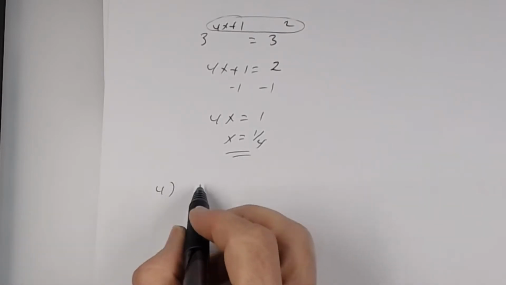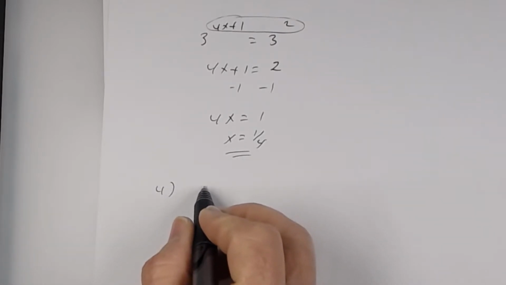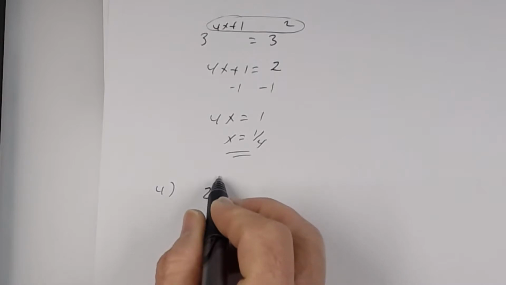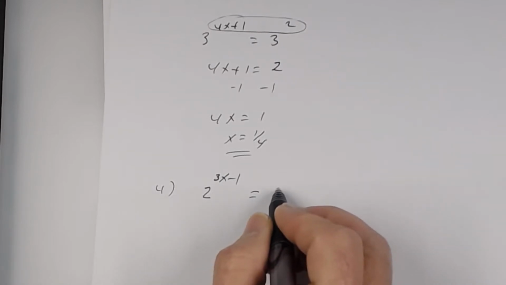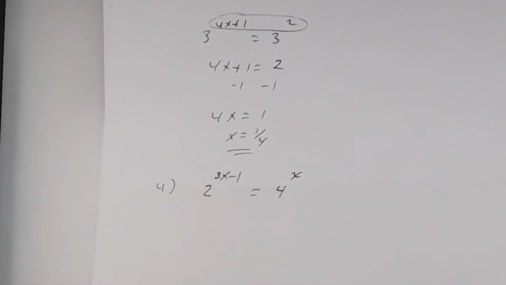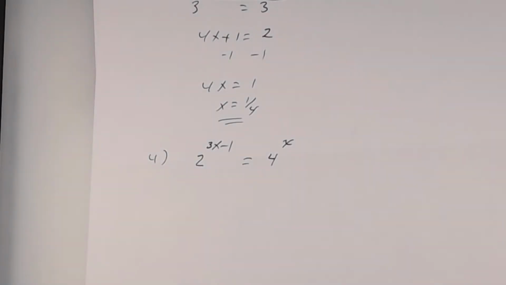Number 4. Listen carefully to this. 2 to the 3x minus 1 equals 4 to the x. Are the bases the same? No. What kind of equation is this, though? Exponential. All you know right now is to try and get the base to be the same.